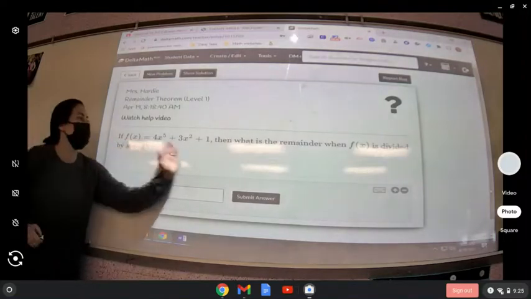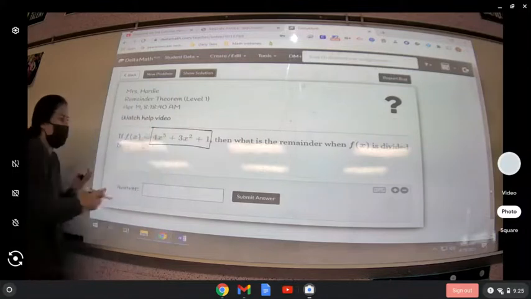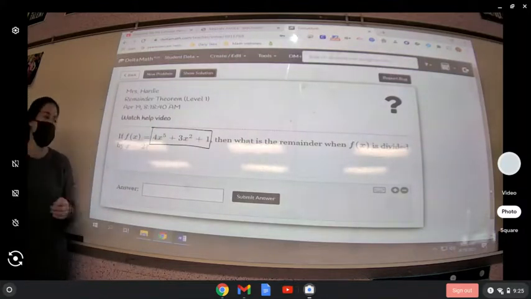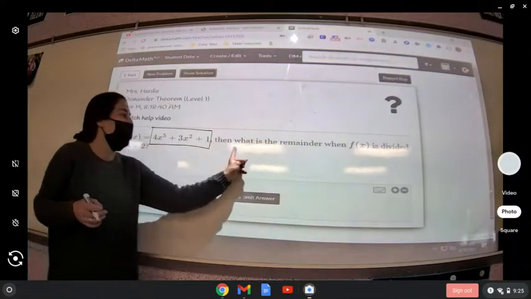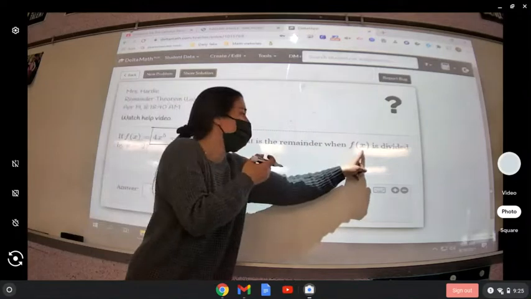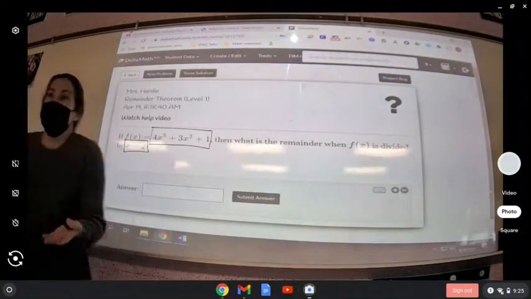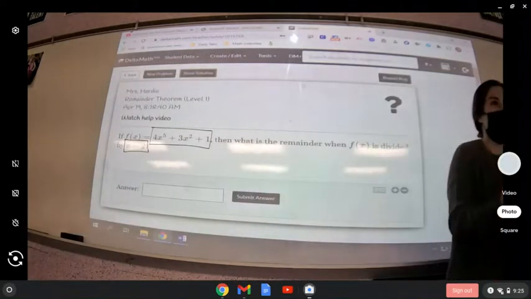If f of x equals this polynomial, so guys, this is your polynomial. They're calling it f of x, not p of x, but they've just taken a polynomial expression and written it as a function. It doesn't matter, all right? If f of x equals this polynomial, then what is the remainder when that polynomial f of x is divided by x minus 2? So guys, they just flat out asked you what's the remainder. They didn't even ask you yes or no, is it a factor?